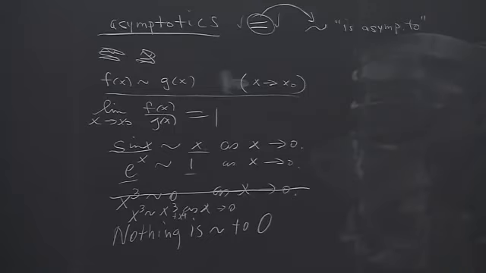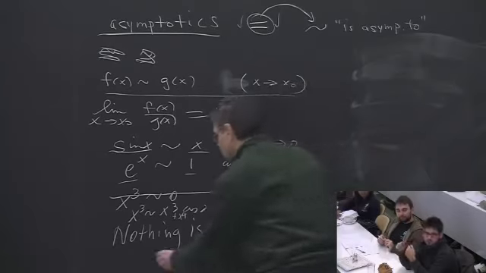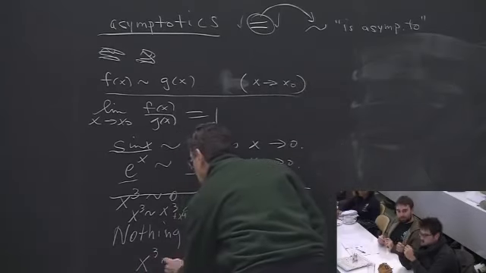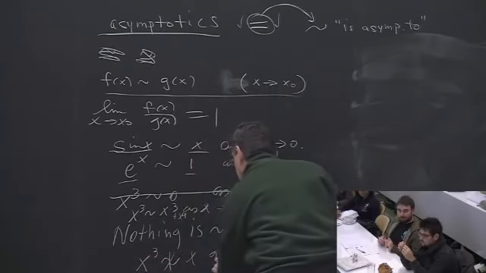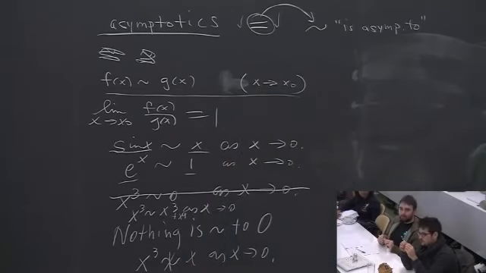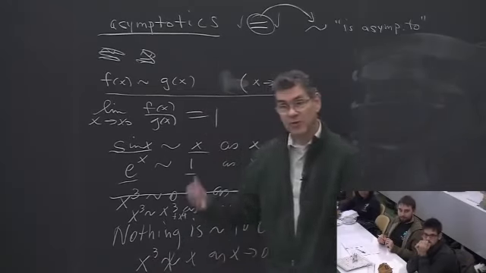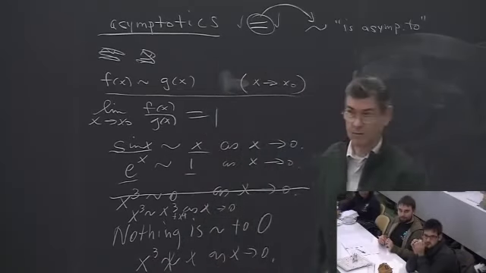Oh, if you want something simple, could you not put x? What's that? You could put x cubed is asymptotic to x? No, it isn't, as x goes to 0. No, it's not true. X cubed is not asymptotic to x as x goes to 0, because the ratio of x cubed over x either approaches infinity or 0, but not 1.